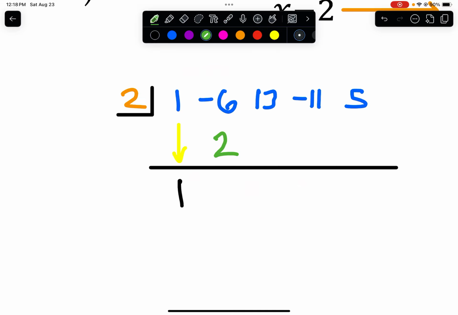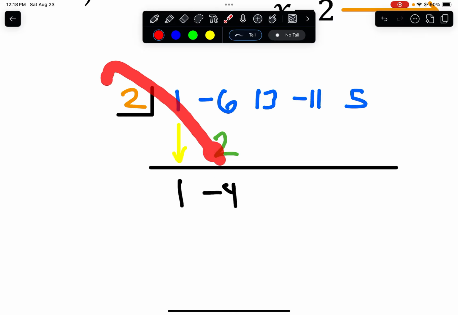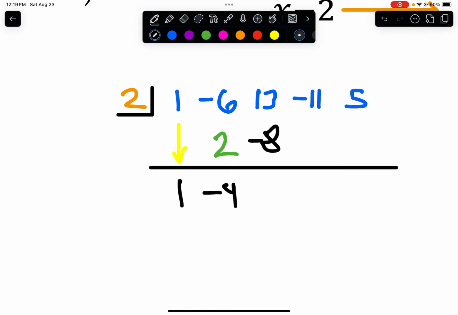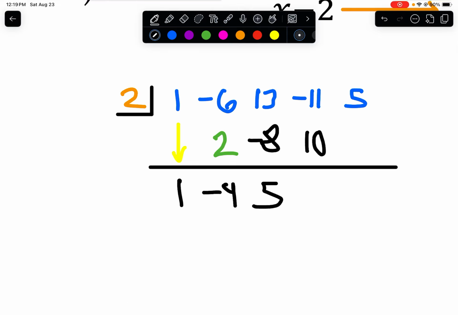So negative 6 and positive 2 is going to make negative 4. And then I'm going to move over. Now 2 times negative 4 gives me a negative 8. And then we're going to add these together, which 13 and negative 8 is going to give me 5. Now you're going to multiply 2 times 5, which is going to give you 10. Add negative 11, multiply 2 by negative 1, add, and you get 3.